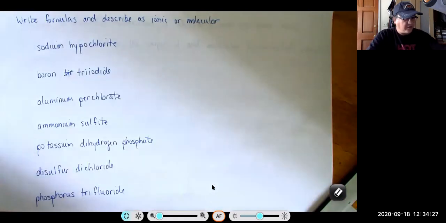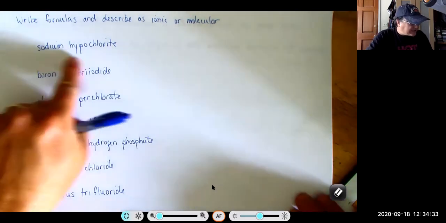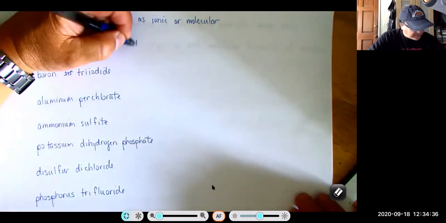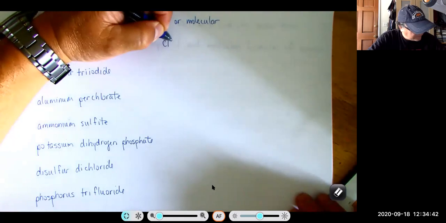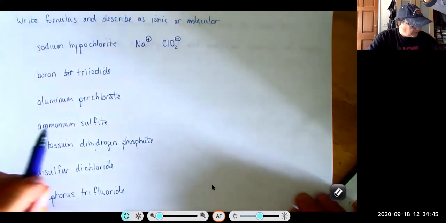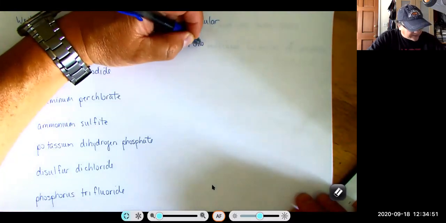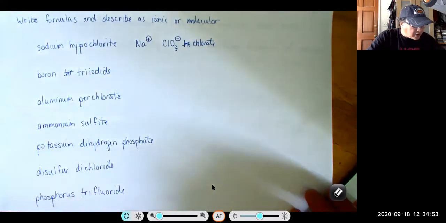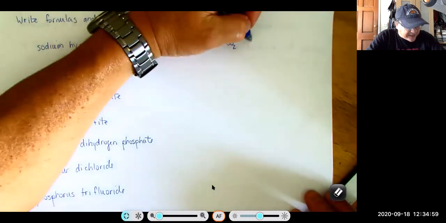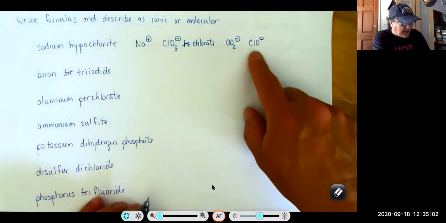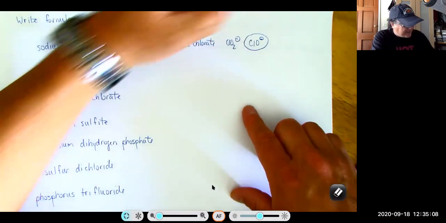All right. Write formulas for the following. So here, this is going to be an ionic compound. The best way to write the formula is to come up with the ions first. So this is chlorate. That's the one I memorize. So that means chlorite is ClO2- and hypochlorite is ClO-. So that's how I get to the hypo. I memorize the -ate and then I work my way towards it. So that's the formula of the anion.